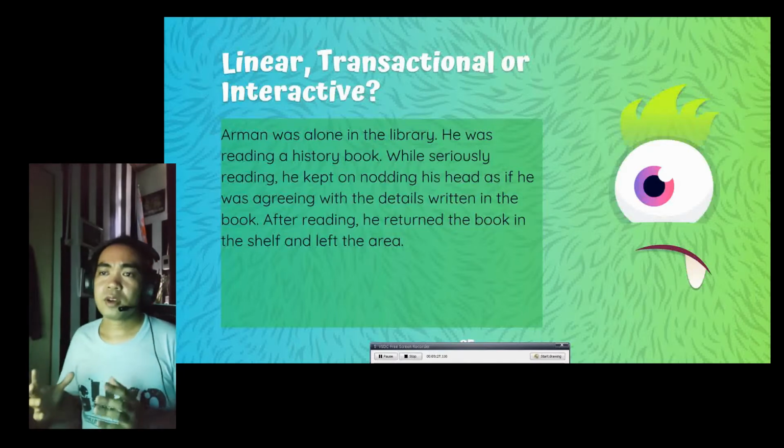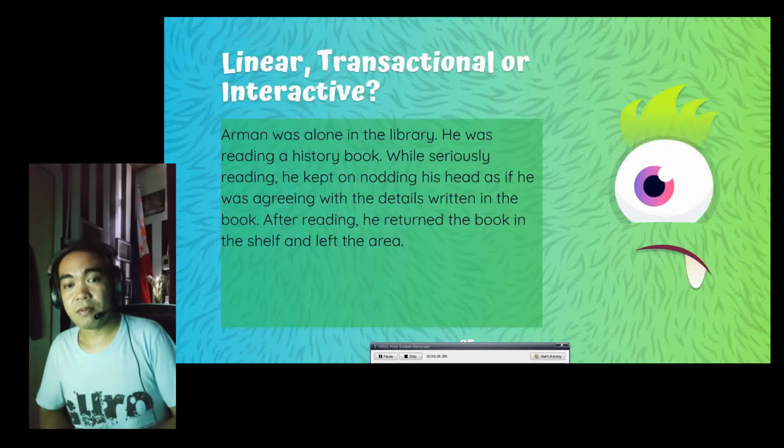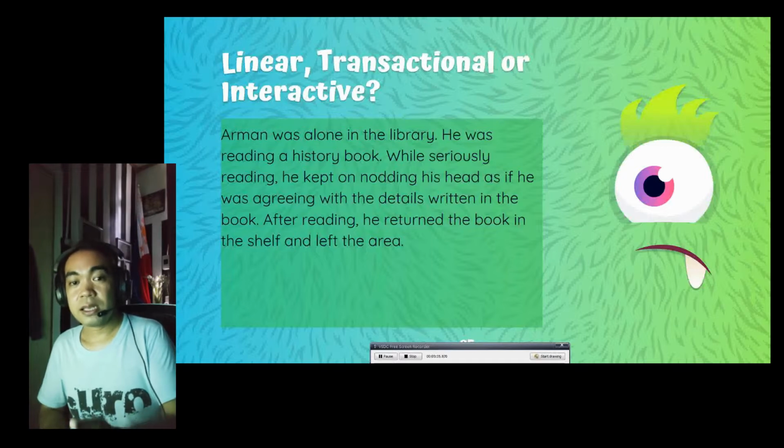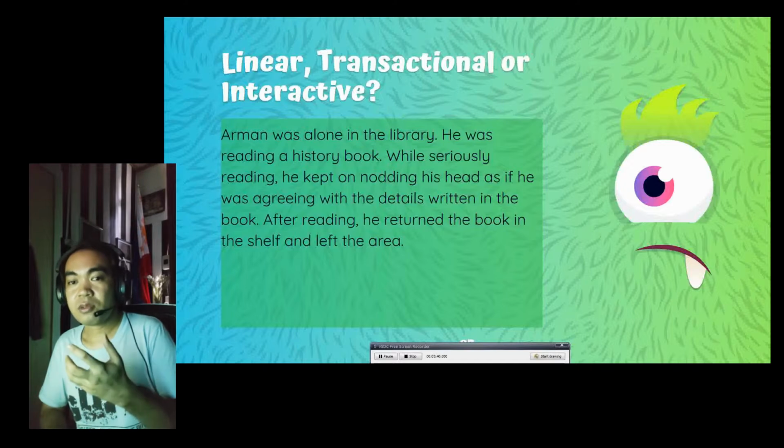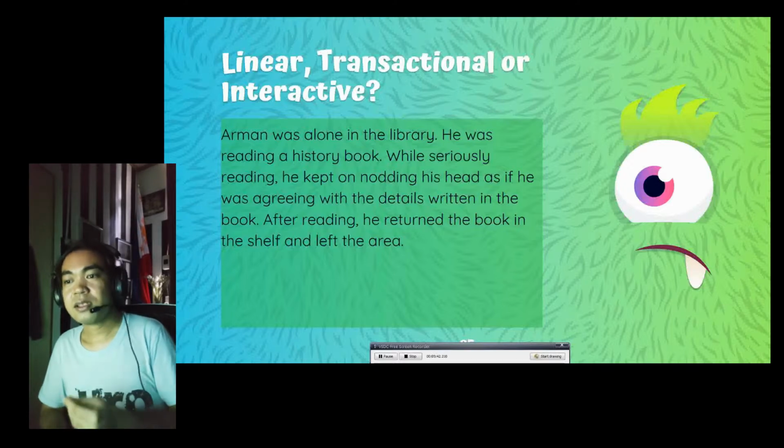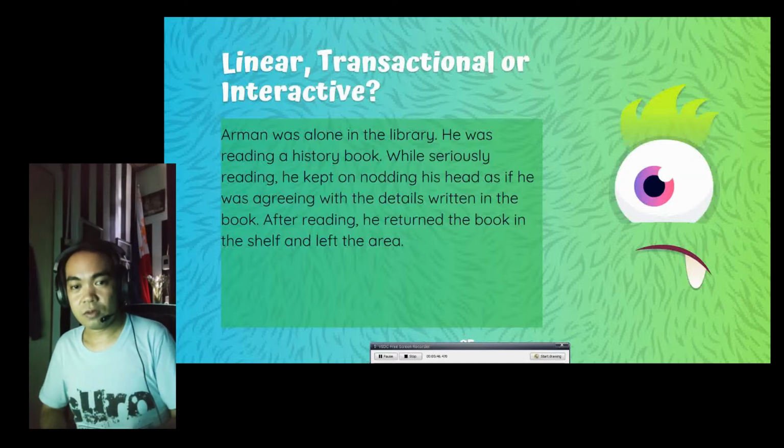So what type of communication is being presented here? Arman was alone. He was reading information. He was getting the message from the book written by the author. He was able to do feedback. He was nodding his head because he agreed with the information given in the book.